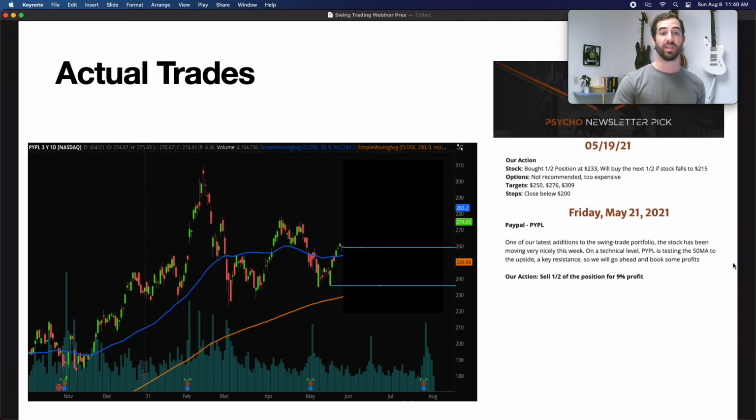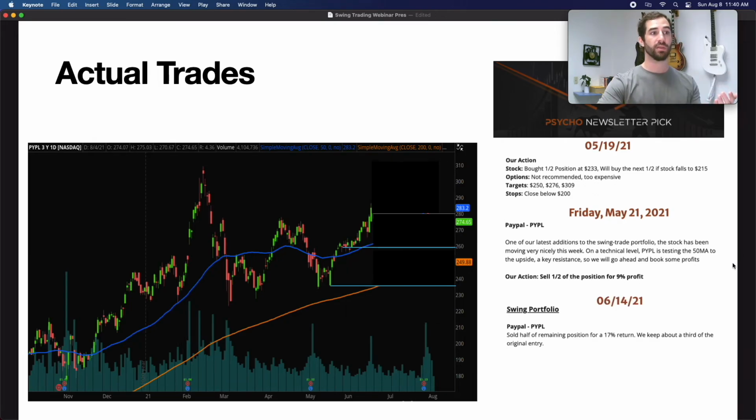In this particular case, the trade actually worked nicely, and the stock continued up. A couple of weeks later, we were able to send another alert where we sold half of our remaining position for a 17% return. This 17% return on a stock, that's interesting. We like that. That's a really nice, solid return.